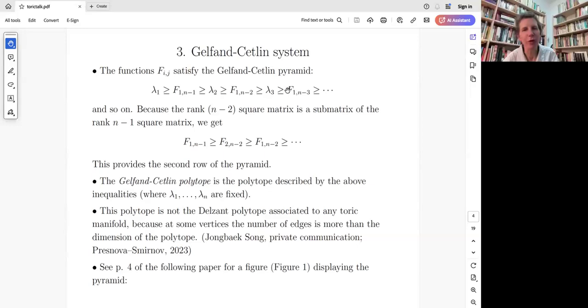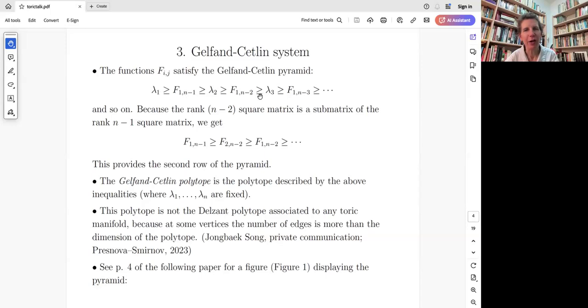The system of Poisson commuting functions. They satisfy a pyramid of inequalities. Here lambda 1 up to lambda n are the eigenvalues corresponding to the coadjoint orbit. Those are fixed, and these eigenvalues are interleaved between the eigenvalues. So f1 n minus 1 lives between lambda 1 and lambda 2, and the next one of these functions lives between lambda 2 and lambda 3, and so on.